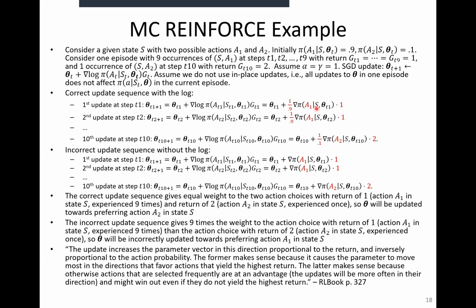Oh yeah, so this is why I said here that all updates to theta in one episode do not affect pi a in the current episode. If you didn't have that assumption, if you had in-place updates, then this 0.9 would change every step. The first time it's 0.9 in the denominator, but in the later steps it'll be different every time. So to simplify the description, I made this a simple assumption so that I can use 1/0.9 in every step.